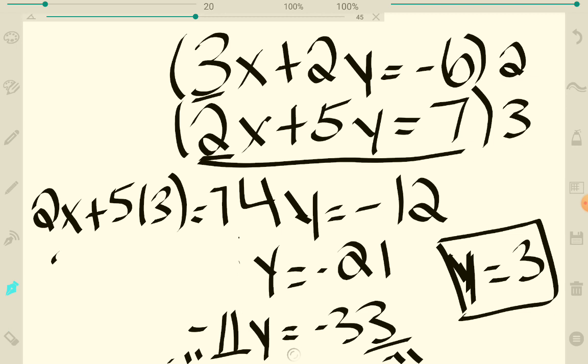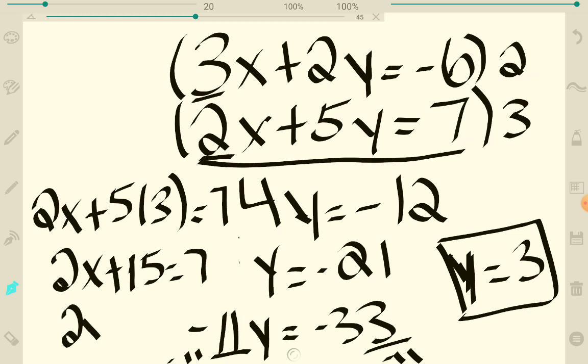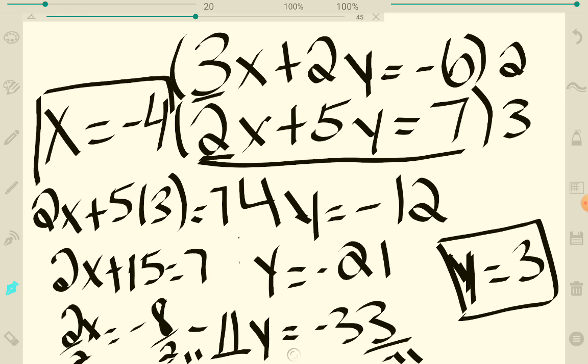Then when we simplify, we get 2x plus 15 equals 7. 2x equals negative 8. We divide by 2 on each side, and we get x equals negative 4 as our final answer. So x equals negative 4 and y equals 3. To check our work, we could plug it in and see if we get the right answer.